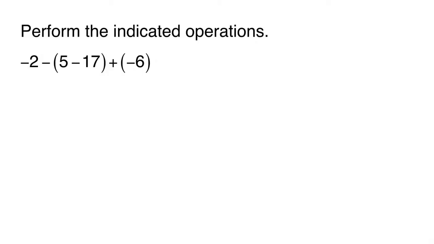Perform the indicated operations: -2 minus the quantity 5 minus 17, plus -6. We'll need to use the order of operations, which states to work within grouping symbols first. We have parentheses that contain a difference, so we'll evaluate that difference first.